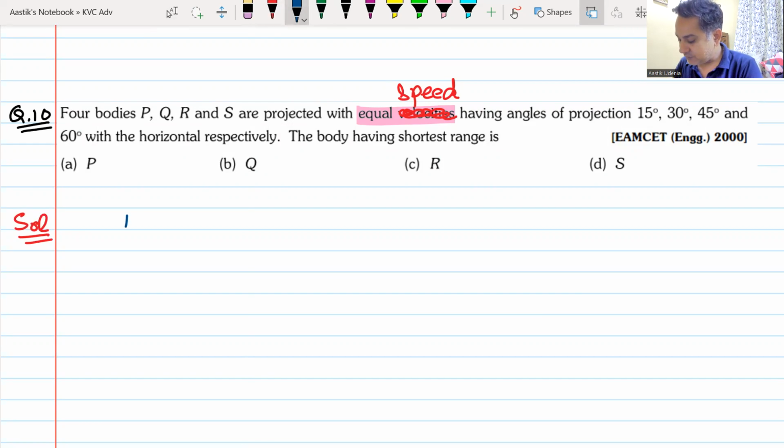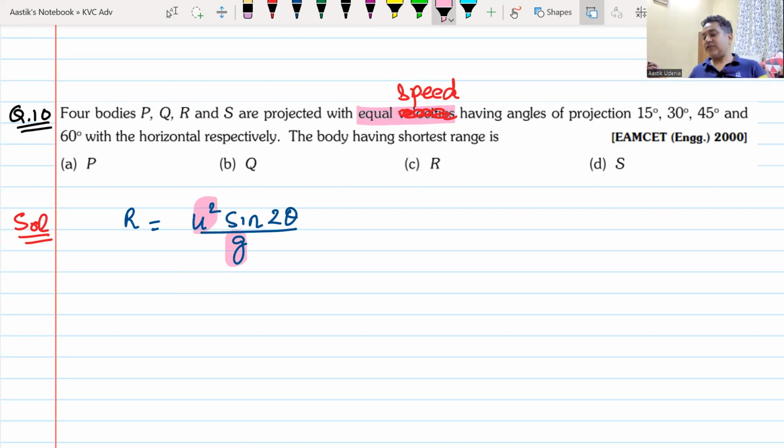use the formula. Range is equal to u square sine of 2 theta by g. Do we understand this? Now, u and g are constant. G is always constant. Now, u is constant for a given speed. So I can write now range is directly proportional to sine of 2 theta. Just put the value of theta and you will get the answer.